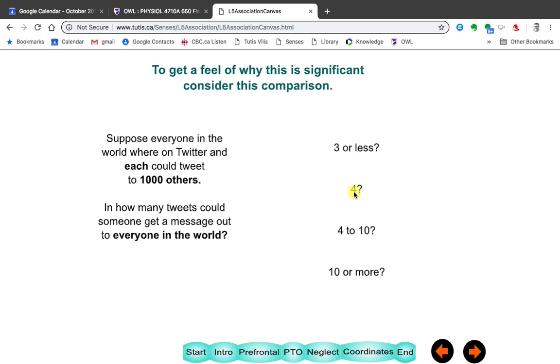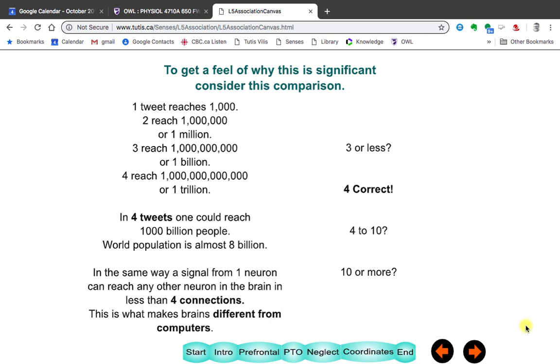Okay, let's hit the table. 3 or less? 4? 4 to 10. 10 or more. I think the largest sound was at 4, which was correct.